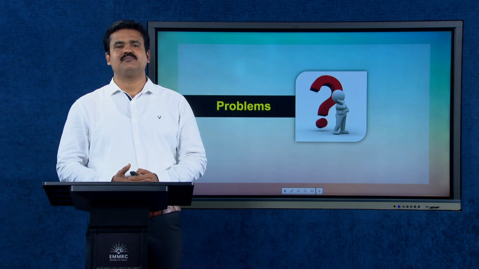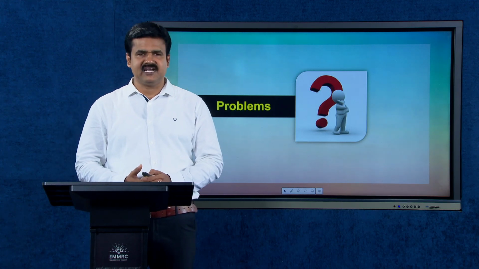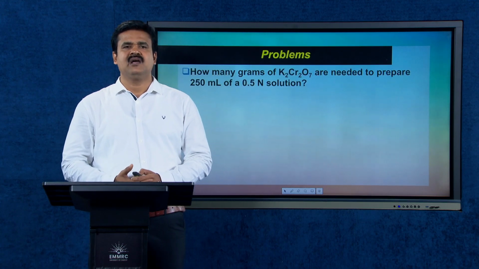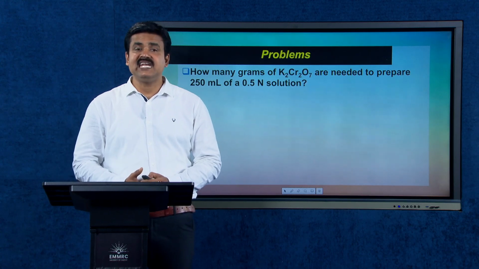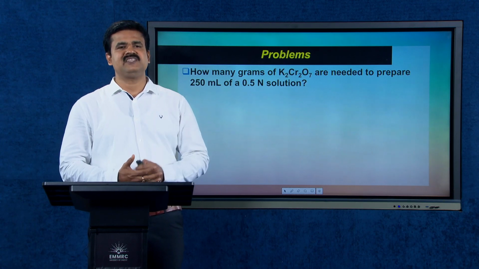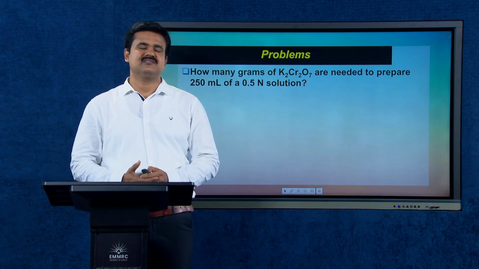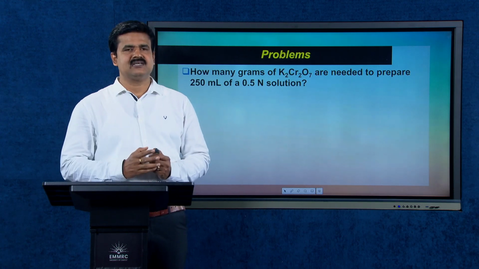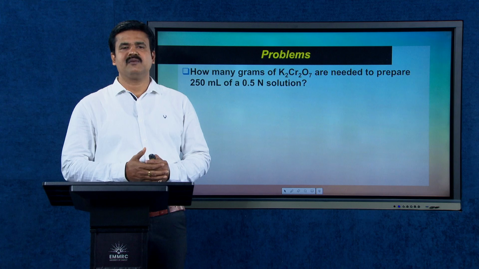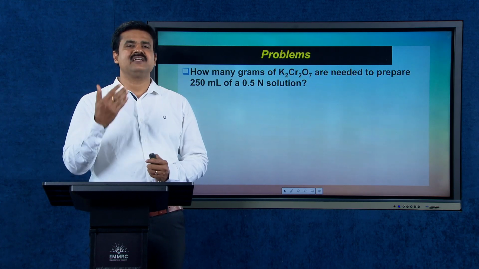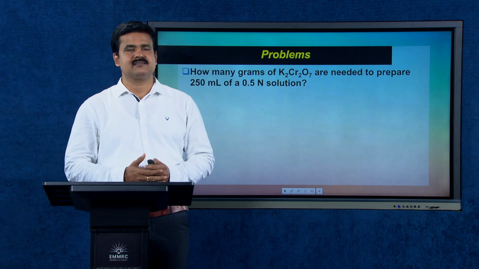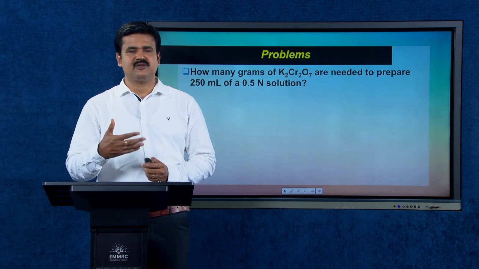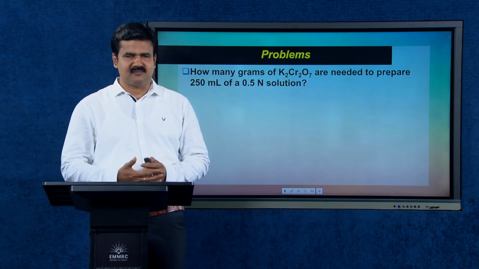Now we can have some problems based on the concept we have learned. First of all, how many grams of potassium dichromate are needed to prepare 250 ml of 0.5 normal solution? It should be noted that whenever we are discussing volumetric analysis, calculation of the weight required for the preparation of a standard solution is a very popular type of question. So we have to become familiar with this kind of problem by doing several examples.